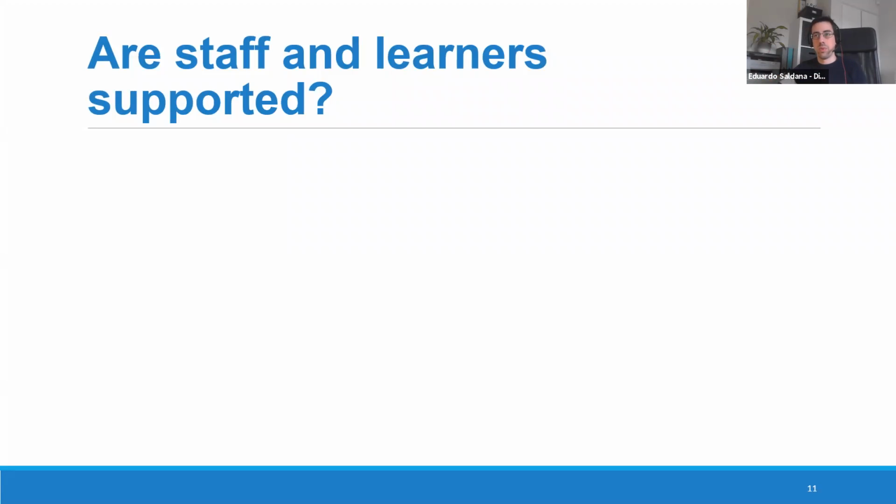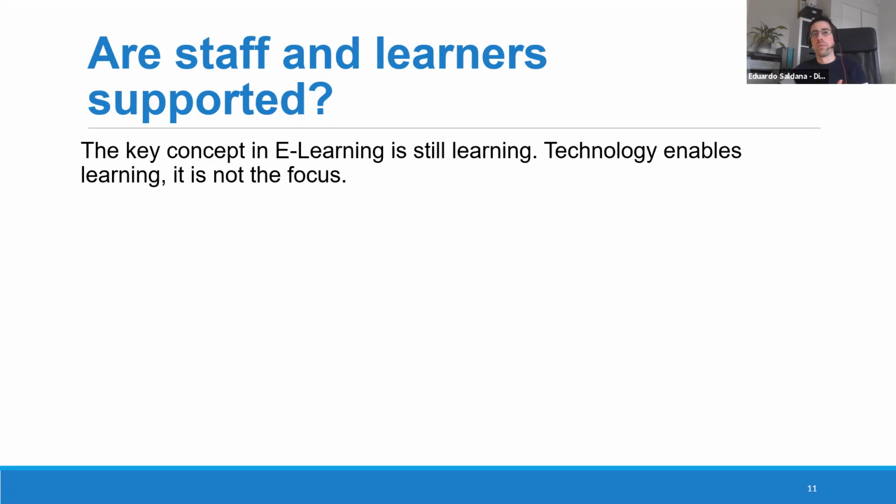Now, are staff and learners supported? Since we've gone fully online, there's been a clear focus on the E for e-learning. People have been obsessed with the technology, obsessed with technology problems, and they have not been focused on what is important, which is the learning bit. And it's still quite difficult for some learners to get their head around. They don't see technology as an enabler for their learning. They see technology as a problem. The technology is a frustration, and they just wish to go back to face-to-face teaching and using paper.